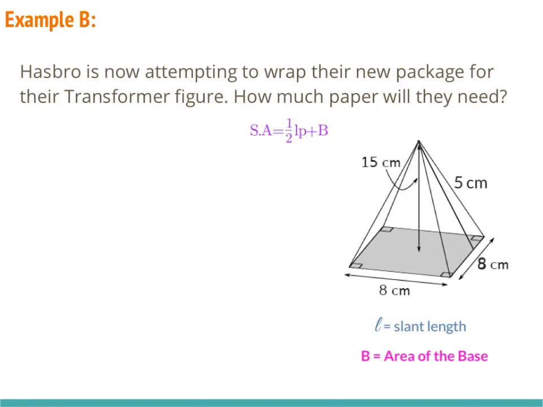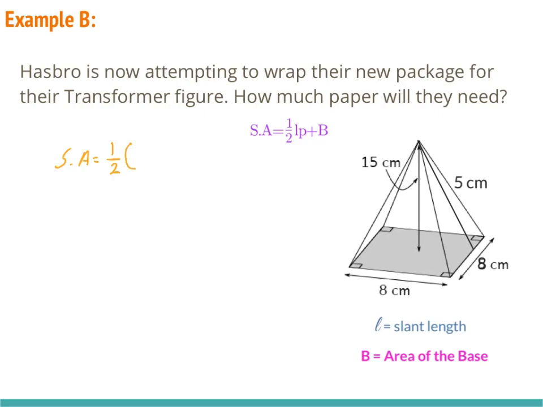So now that we know that we're talking about a pyramid, we know what slant length is and the area of the base, let's plug in the things that we know and solve our problem. We don't know what surface area is, so we're going to start with that by writing out SA. We do know what 1/2 is, so we're going to go ahead and put that down.